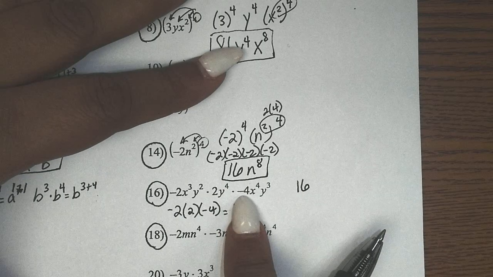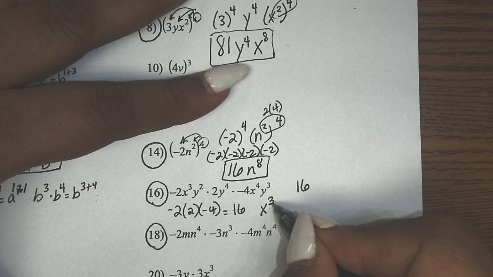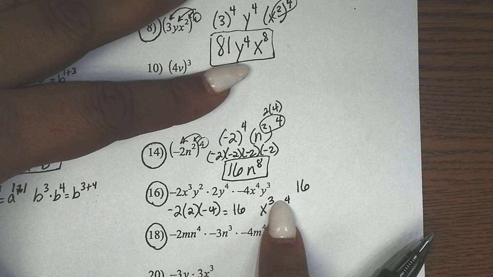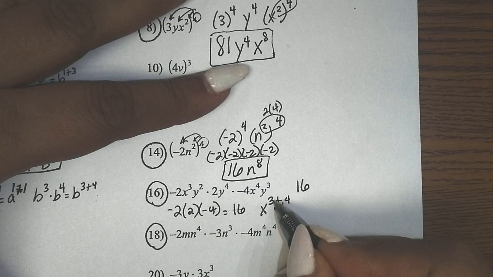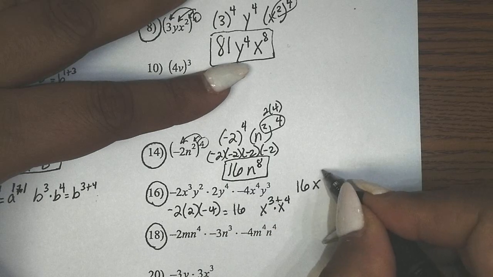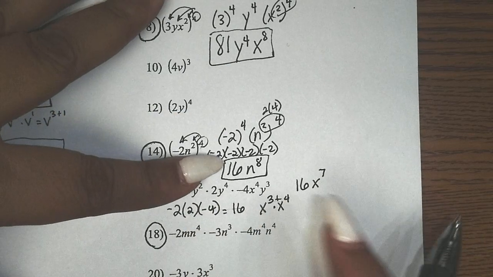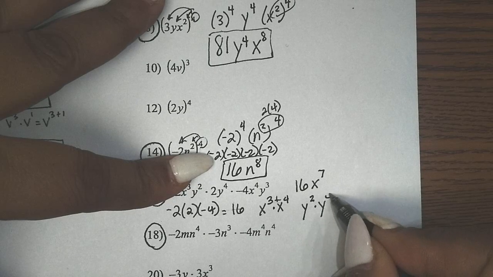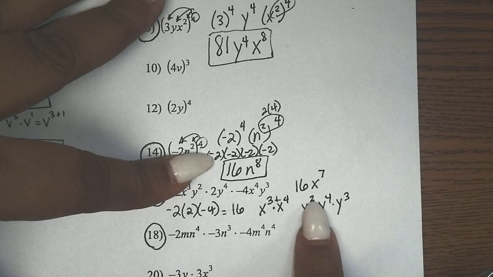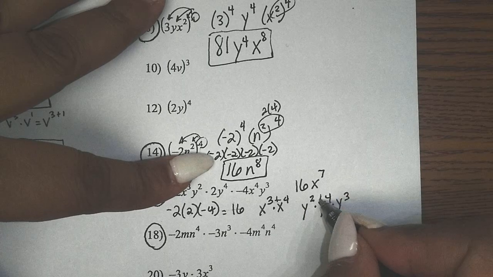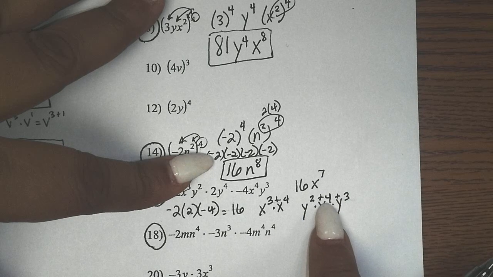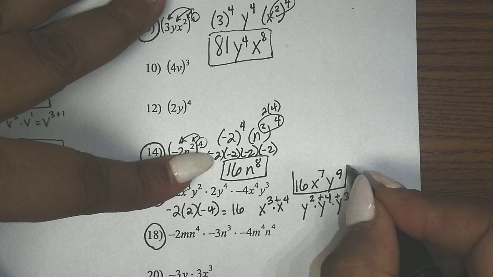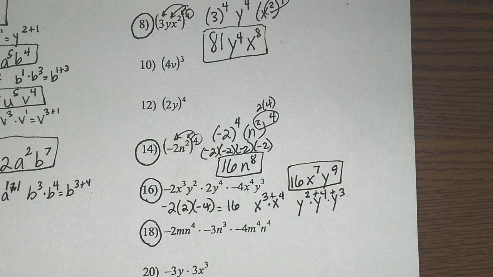Now I have to look at my x's. x to the 3rd power times x to the 4th power. When we're multiplying, what do we do with the exponents? We add them. So this would be x to the 7th. Now looking at my y's, I have 3 y terms. So I have y squared times y to the 4th times y to the 3rd. What do we do with the exponents when we're multiplying? We add them. So 2 plus 4 is 6, plus 3 is 9. y to the 9th. And that is my answer.